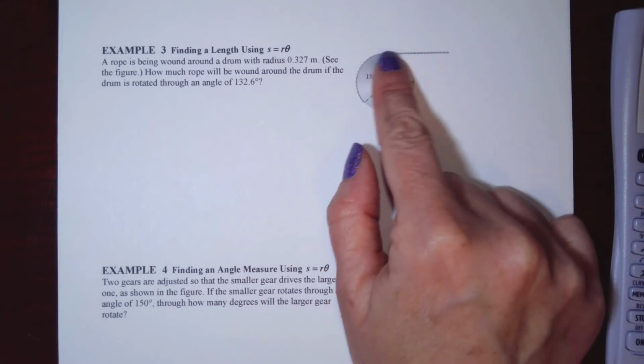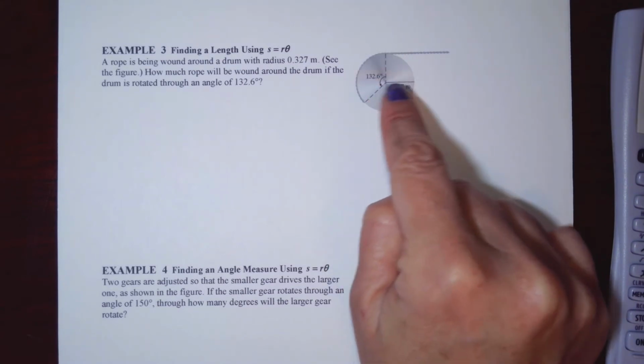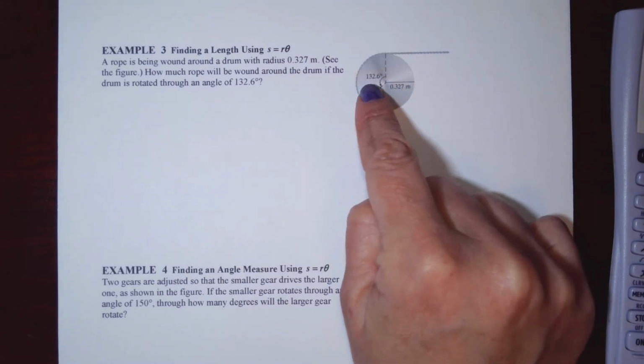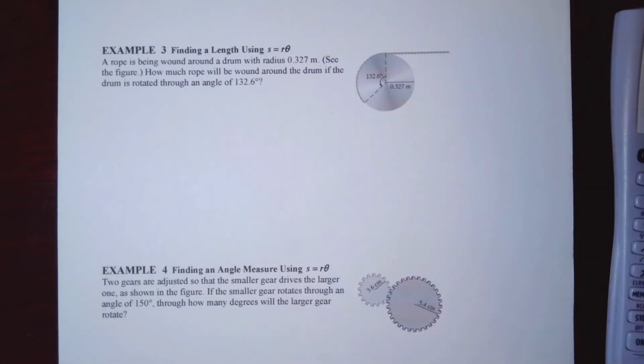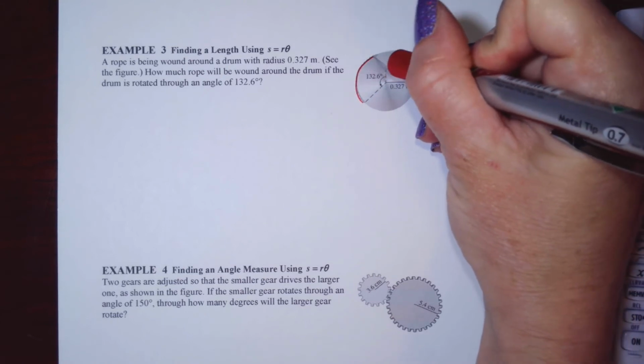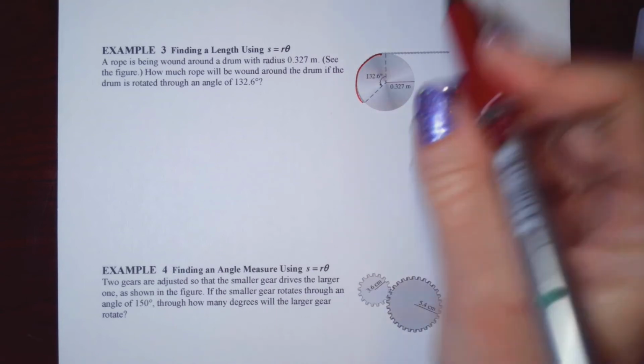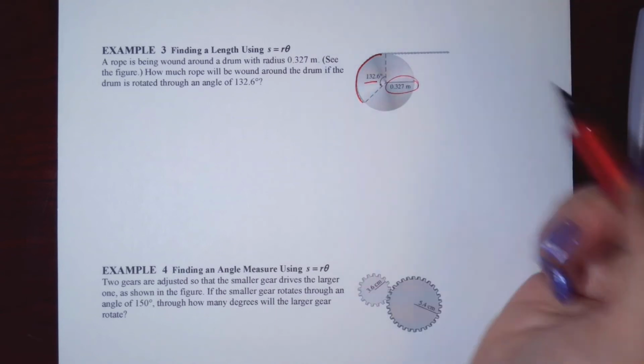We are not winding more than 1 full revolution. In fact, we're winding less than a revolution. We are winding through an angle of 132.6 degrees, and we want to know this arc length. How much rope has been wound around the drum? So we've got our radius, we've got our angle.